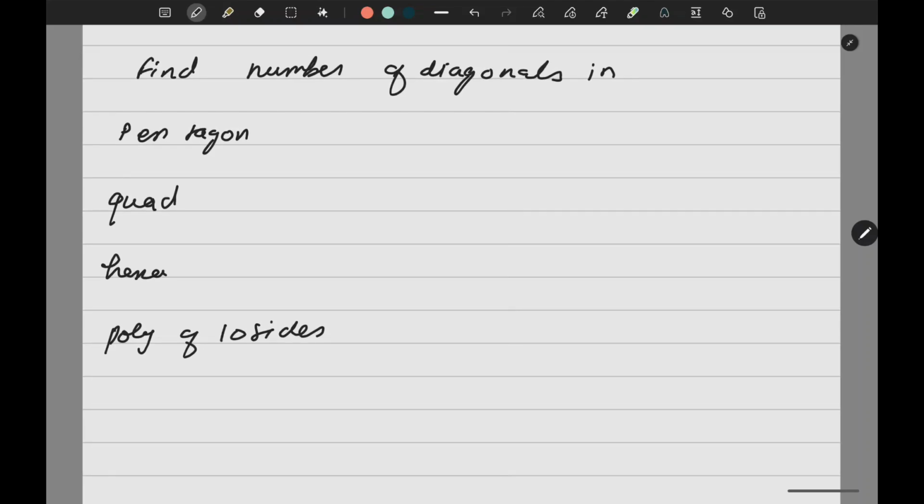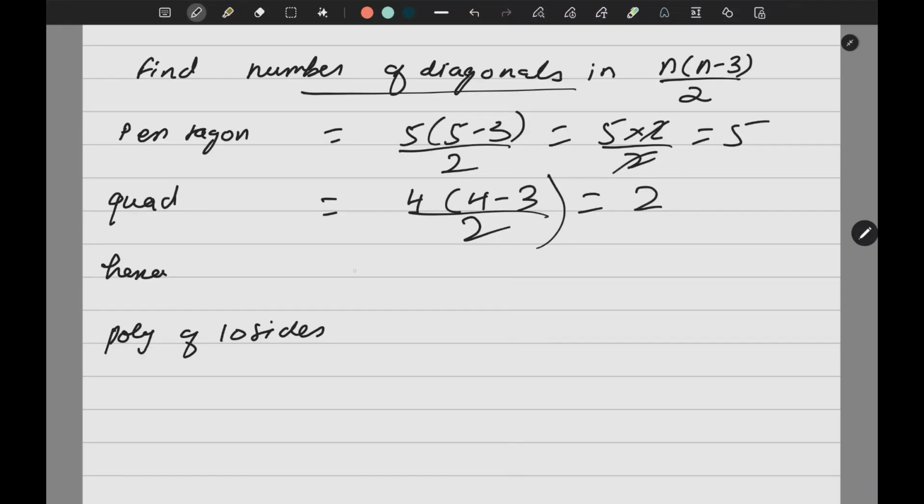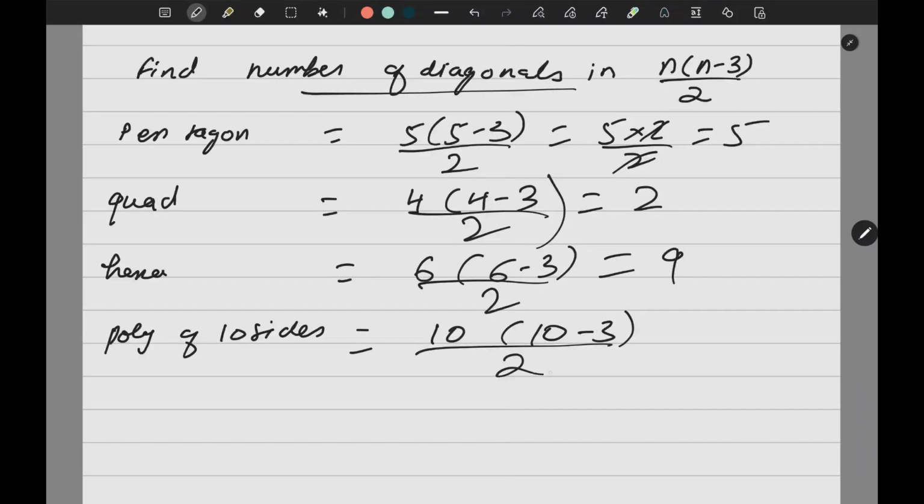Now see, the number of diagonals concept is very, very important. They can ask you in objective also. So the formula is n into (n minus 3) upon 2. Pentagon means n is 5. So 5 into (5 minus 3) upon 2, so 5 into 2 upon 2, that is 5. So 5 diagonals I can make. Quadrilateral means 4, so 4 into (4 minus 3) upon 2, so only 2 diagonals in a quadrilateral. Hexagon means 6 into (6 minus 3) upon 2, so 3 and 3, 9. Right? 10 sides means 10 into (10 minus 3) upon 2, so 5 and 7, that is 35. So this is how I will get the answers.